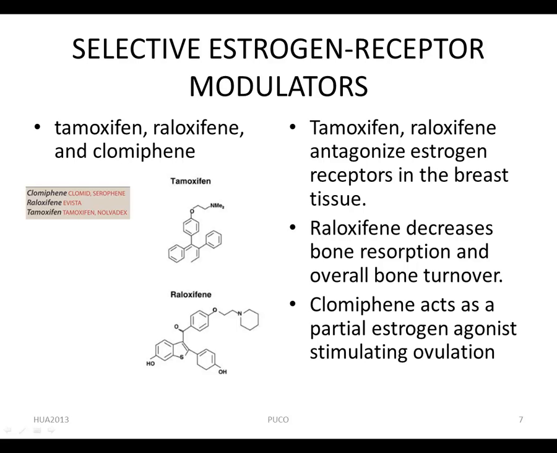Tamoxifen is currently used in the palliative treatment of metastatic breast cancer in postmenopausal women. It may also be used as adjuvant therapy following mastectomy or radiation in breast cancer and as a prophylactic therapy to reduce the risk of breast cancer in high-risk patients. Raloxifene is approved for prophylaxis of breast cancer in high-risk women and also for prevention and treatment of osteoporosis in postmenopausal women. Clomiphene has been used successfully to treat infertility associated with anovulatory cycles.